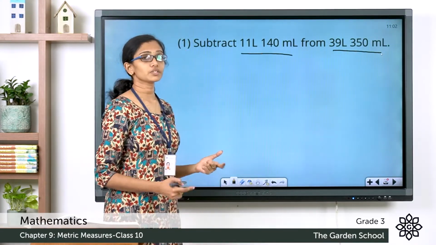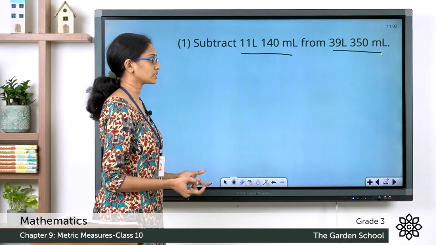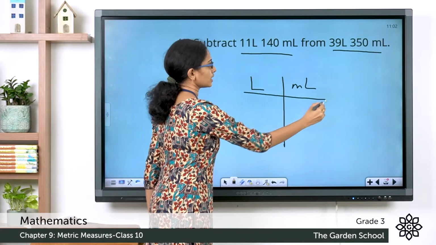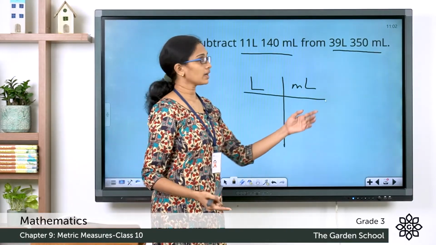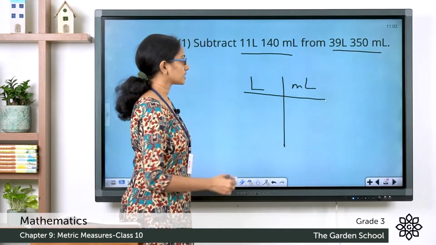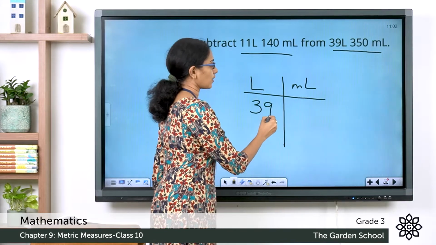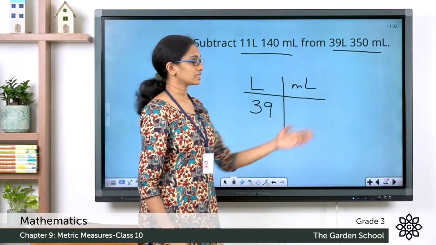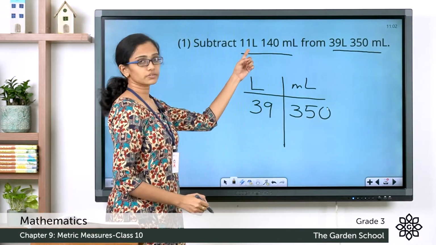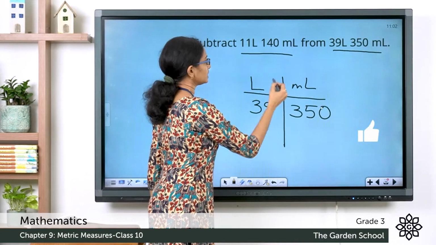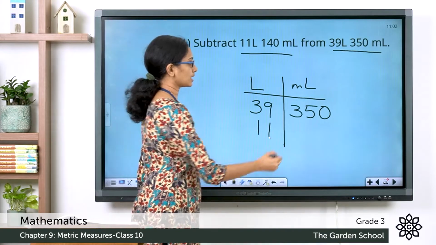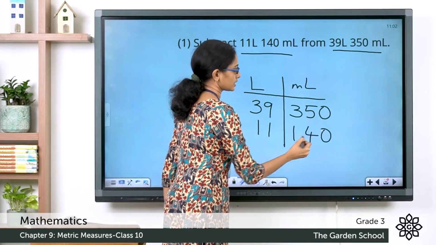The first step is to write them in proper columns of units. The units here are liters and milliliters. We are drawing a grid. Now, the bigger one, from which we have to subtract, has to be written first. So the 39 from 39 liters goes in the liter column, and the 350 milliliters goes in the milliliter column. From this we are going to subtract this, so that one has to be written next. 11 liters goes in the liter column, then 140 milliliters goes in the milliliter column.